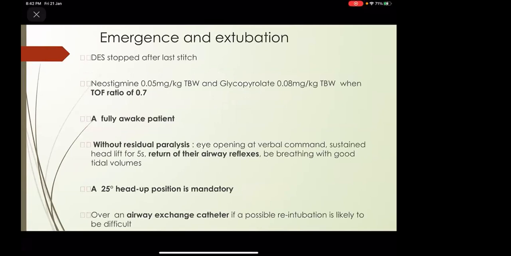Emergence. I'll stop the desflurane at the last stitch, then give neostigmine glycopyrrolate according to total body weight when the TOF ratio is 0.7. I'll ensure that the patient is fully awake. This is very important. And there's no residual palsy. The patient is having eye opening at verbal command, sustained head lift for 5 seconds. All the airway reflexes like swallowing have returned, and the patient is breathing good tidal volume. 25 degree head up position is mandatory. And if there was any difficulty in intubation, then I'll prefer to remove the tube over an airway exchange catheter if available or a ventilating bougie.